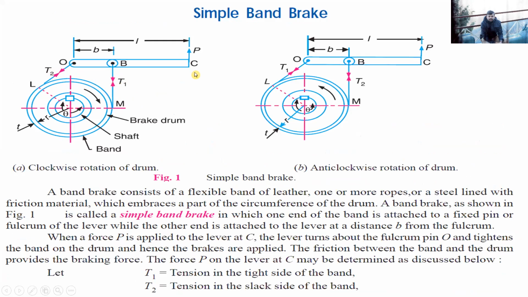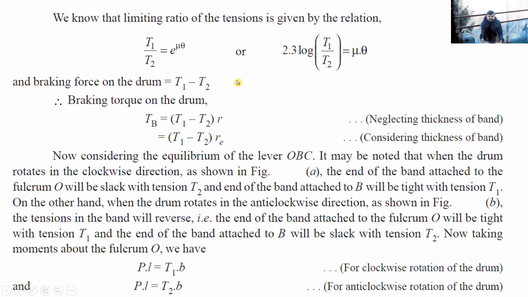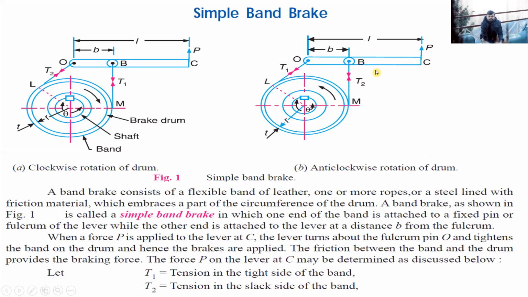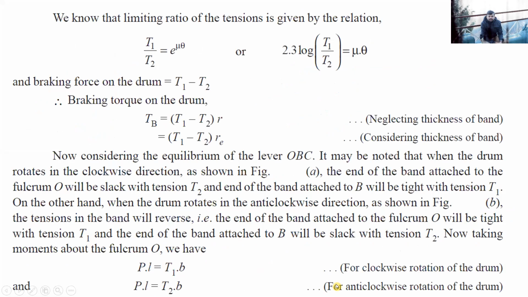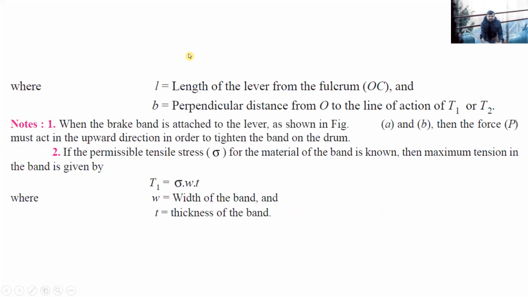Okay, so P into L would be equal to T1 into b, because T1 is acting downwards and P is acting upwards. Okay, and in this case, again P into L would be equal to T2 into b. So T2 is acting in downward direction, P is acting in upward direction, and T1 will not be producing any moment or couple because it is acting through the fulcrum point. Okay, so these are the equations, and L is the length of the lever from the fulcrum, that is OC, and b is the perpendicular distance from O to the line of action of T1 or T2.